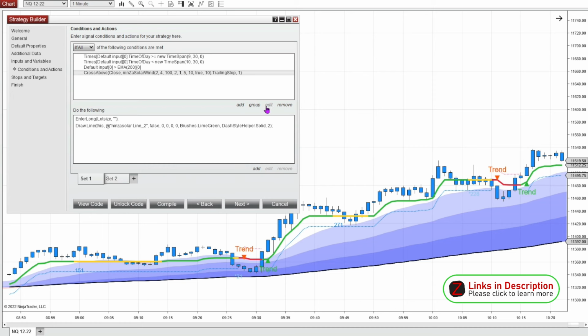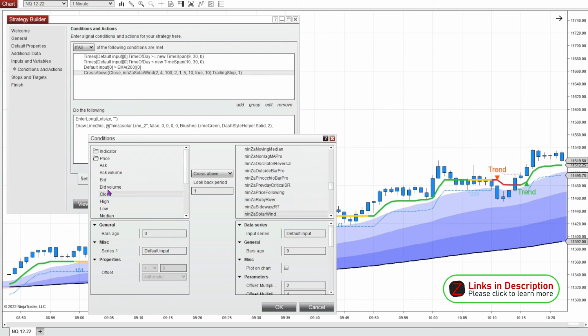Our first condition is for the solar wind. So under price, we want the close of the current bar, 0 bars ago. The close we want to cross above. Then we go into our indicator section over here and we pick the ninZa solar wind.